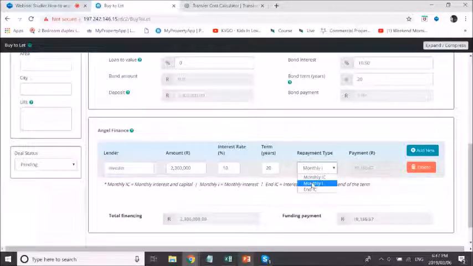Or if you're doing a flip, you might want to go for end IC, which means at the end of the term of the project, you will pay the investor his loan amount back plus the interest. You pay it at the end of the project. With this deal, I'll probably go with a monthly interest and capital payment. So monthly, I'll need to be paying the investor 22,195 Rand for the loan of 2.3 million.